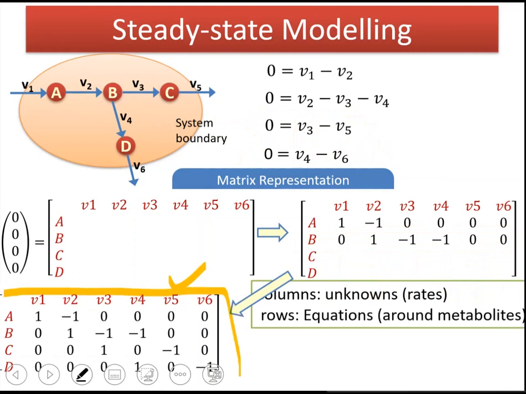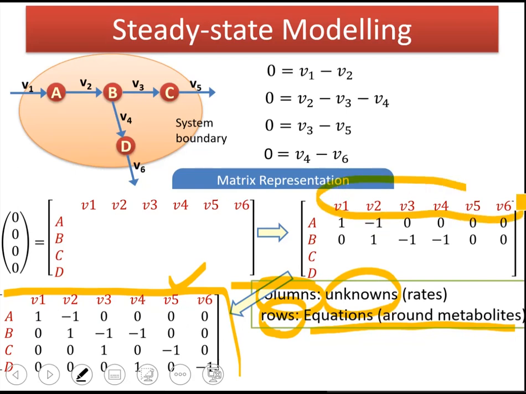And let me repeat, in this matrix representation, rows correspond to the equations around metabolites within the system boundary, right? Each row corresponds to those metabolites. And the columns, on the other hand, correspond to unknowns, right? Our unknowns are the rates of those reactions. So columns correspond to the reactions and their unknown rates.